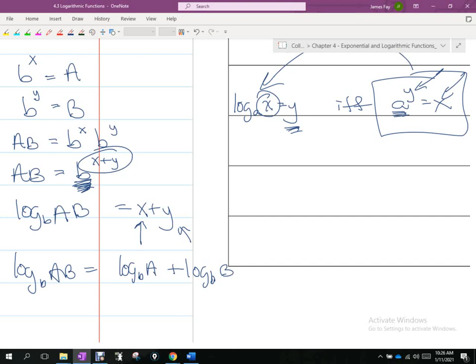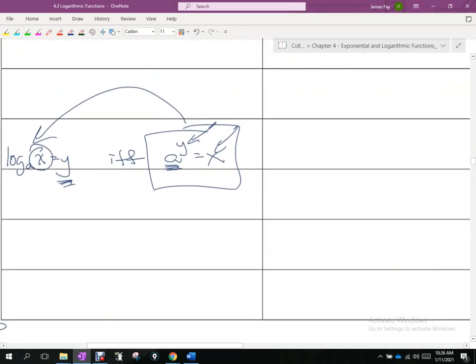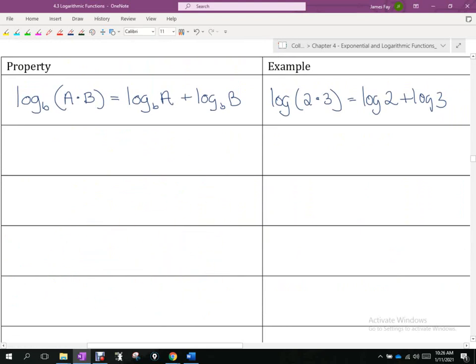And all the other properties I talked about have a similar proof, a similar procedure that goes along with it. But I know last year you saw these and you were probably told, just take my word for it. It's true, okay? But that's the logic behind why it's true, just navigating through our laws of exponents and the definition of a logarithm, okay?